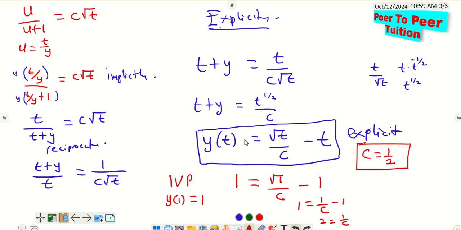I can now substitute it here, and I will get y of t to be equal to root of t over 1 over 2, minus t. And I can simplify this to be y of t should be equal to 2 root of t minus t. And that is the final answer.